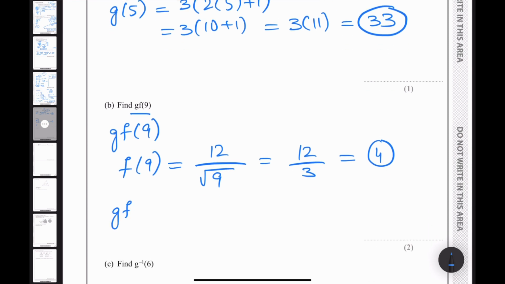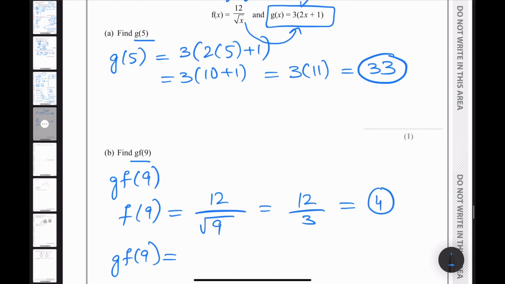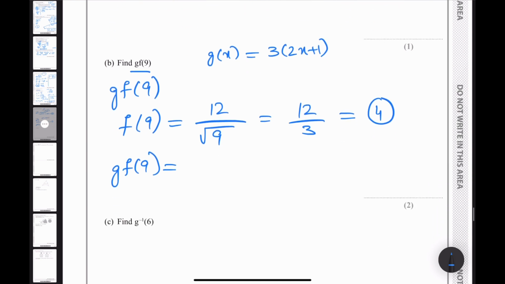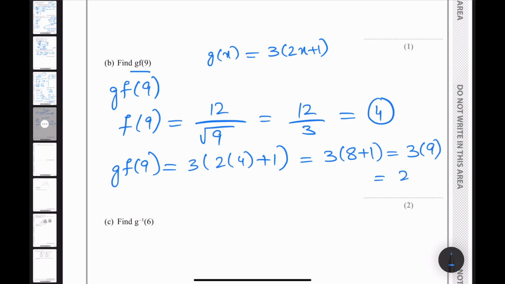So g of f of 9 will become equal to, that's the function of g, g of x is equal to 3 times 2x plus 1. So it will become 3 times 2 times 4 plus 1. So it will become 3 times 8 plus 1. It will be like 3 times 9, which will be equal to 27. So 27 will be our answer.